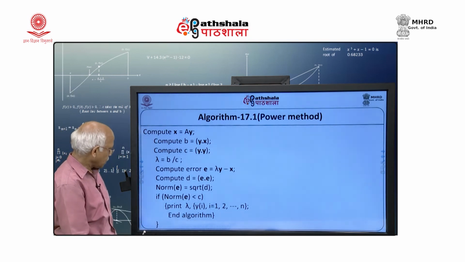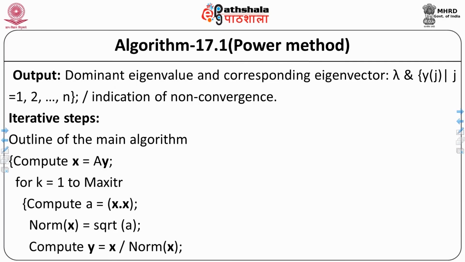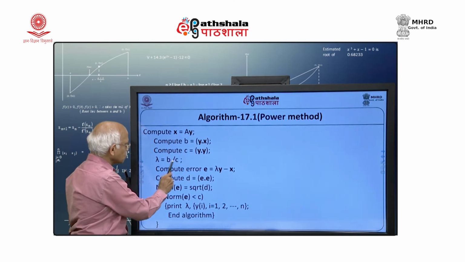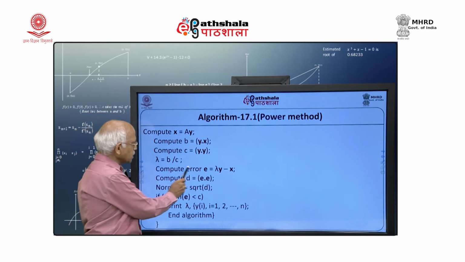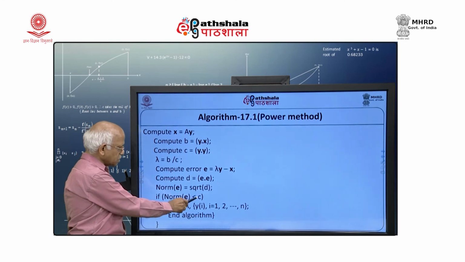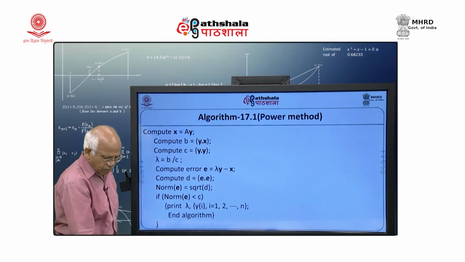So what we are doing here is writing a for loop from 1 to max iter times. Again we compute a equal to x bar dot x bar, so the same process is repeated. Then you take norm x bar equal to square root of a, and y bar equal to x bar by norm x bar. You keep repeating these steps in every iteration. Compute x bar equal to A y bar, then b equal to y bar dot x bar, c equal to y bar dot y bar. This gives lambda equal to y dot x bar by y dot y bar. Then compute the error e bar as lambda y bar minus x bar, and find the norm of the error. If the norm of the error is less than c, we terminate the algorithm, otherwise we continue in the for loop.